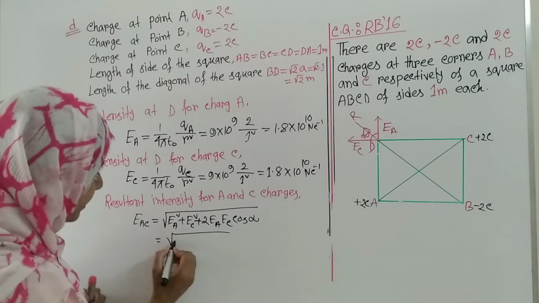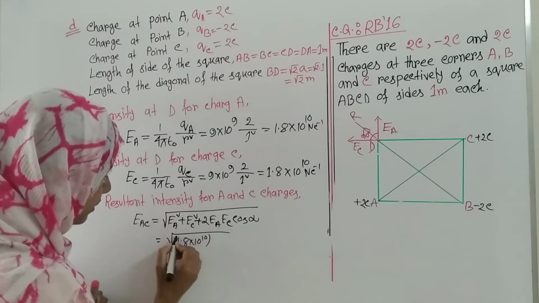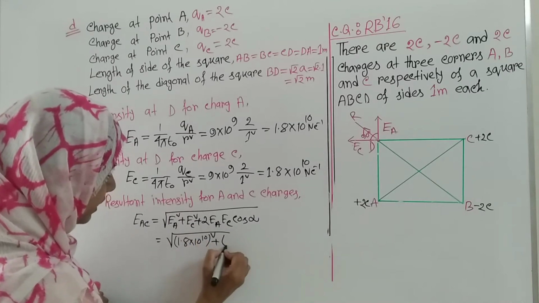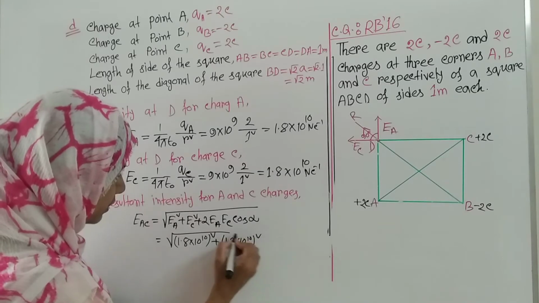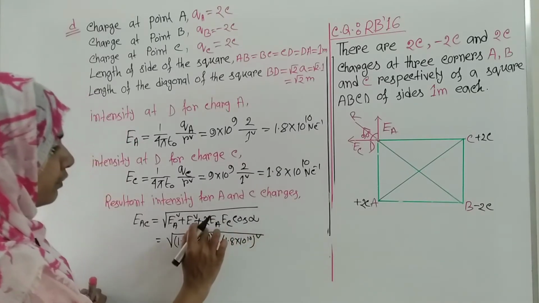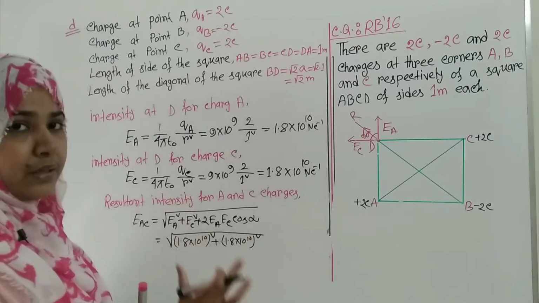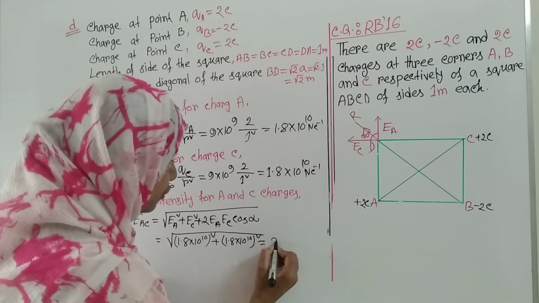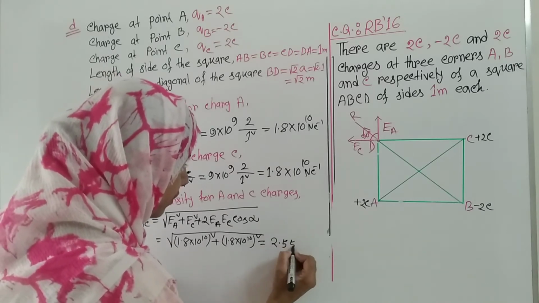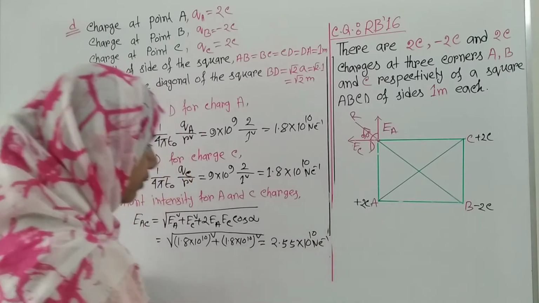So now we can write that (1.8 into 10 to the power 10) whole square plus (1.8 into 10 to the power 10) whole square, as the value of cos 90 is 0. So that term will be 0 and you will get the value as 2.55 into 10 to the power 10 Newton per Coulomb.